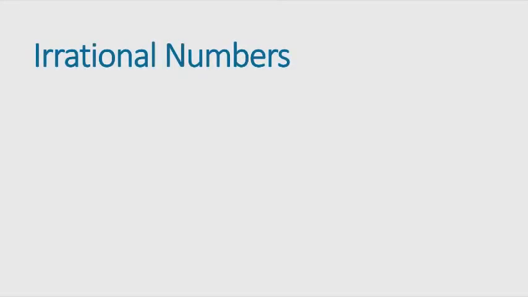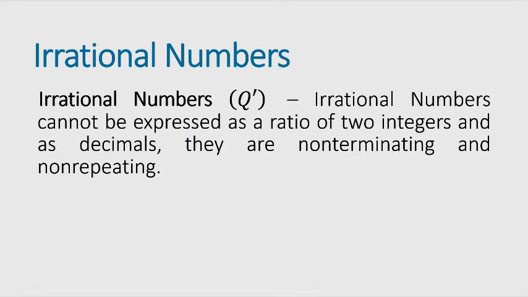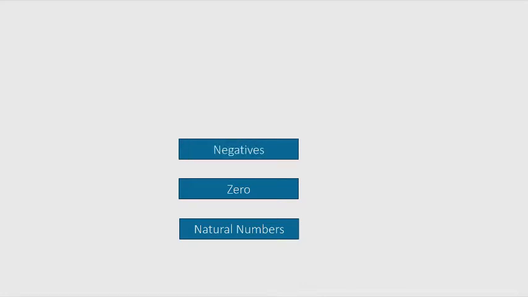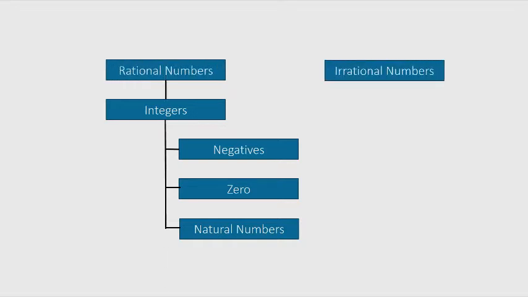If the number is not a rational number, it must be an irrational number. Irrational numbers cannot be expressed as a ratio of two integers, and as decimals, they are non-terminating and non-repeating. For example, square root of 2, which is approximately 1.44214, and pi, which is 3.1415926. So we have natural numbers, the element 0, the negatives, which completes the set of integers, rational numbers, irrational numbers. These subsets make up the set of real numbers.